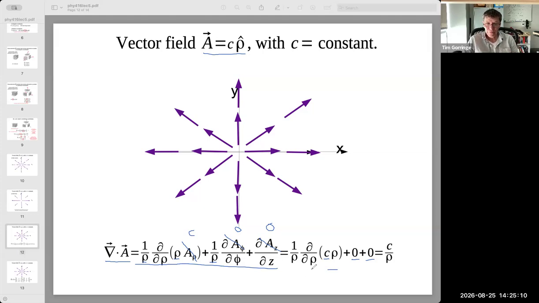So now, once I put in the field, I've just got to do this calculation, which is the partial differential with respect to rho of c rho, which, because c is a constant and rho is the variable here that we're differentiating with respect to, just gives a factor of c. So this bit here is just the c, and then I've got to multiply by the inverse of rho, or divide by rho. And so here's the divergence.